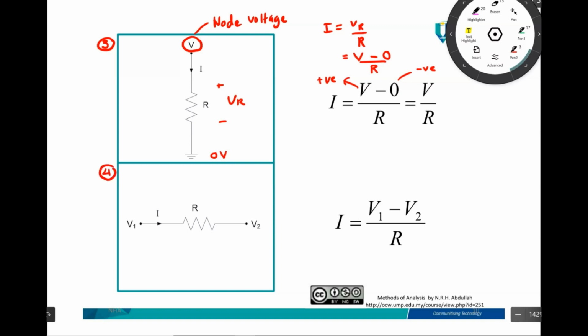For figure number 4, you can see here there is a resistor with a voltage across it. The left side will be V1 and the right side will be V2. The current is entering from the left to the right. So here is the polarity. Again, by using Ohm's law, positive minus negative over the resistor.